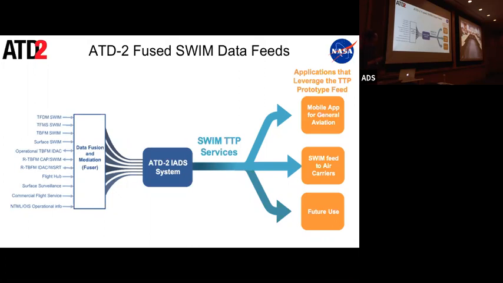That data is then fed as input to the ATD2 IADS system. And then the IADS system makes predictions, makes calculations, computes answers. It has additional data that's not necessarily available in the SWIM feeds. All that data is then sent out of the IADS system and distributed back into the SWIM cloud so that we can make our data, our answers, available to other users of the NAS.